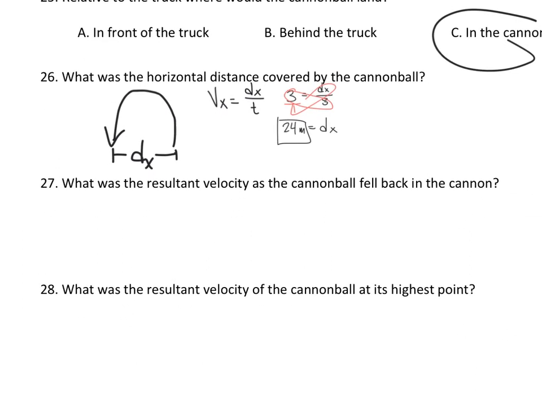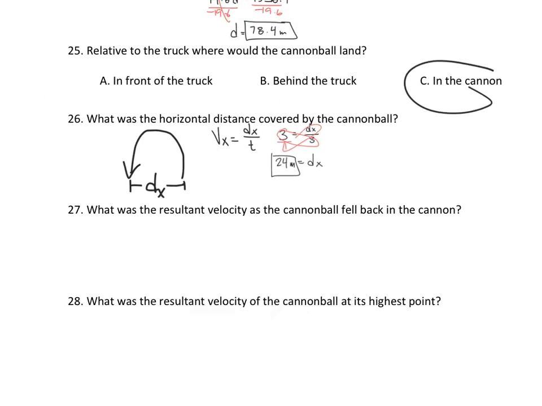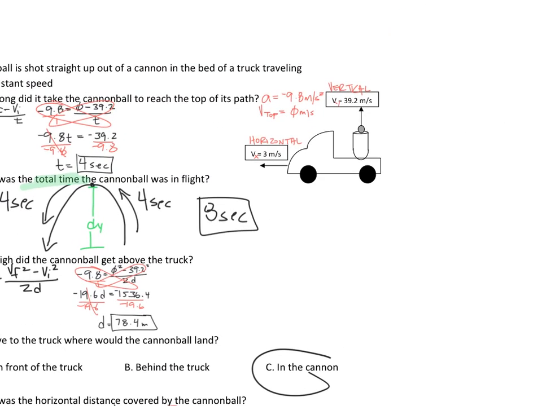Okay, next I want to know the resultant velocity as the cannonball fell back into the cannon. Well, I'm starting off with an initial vertical velocity of 39.2 and a horizontal velocity of 3. Now, this ball is going to go up and come back down. And remember, each side of the parabola mirrors the other side. So if on the way up I have a positive 39.2, on the way back down I'm going to have a negative 39.2. But my horizontal velocity stays constant, so it's going to be 3 throughout the entire pathway.